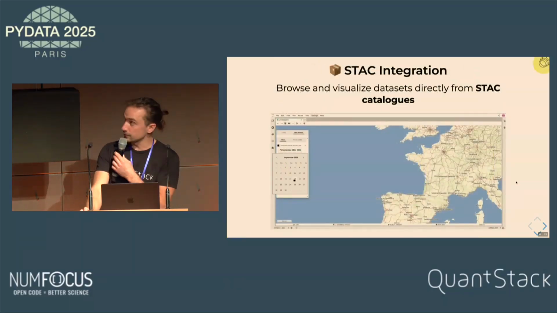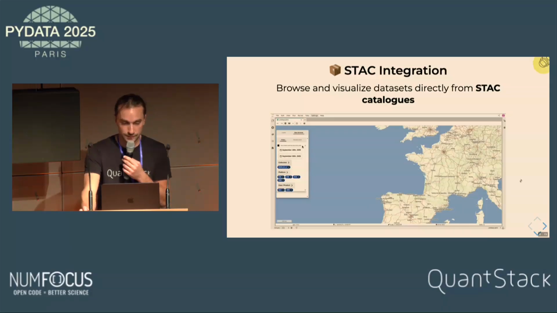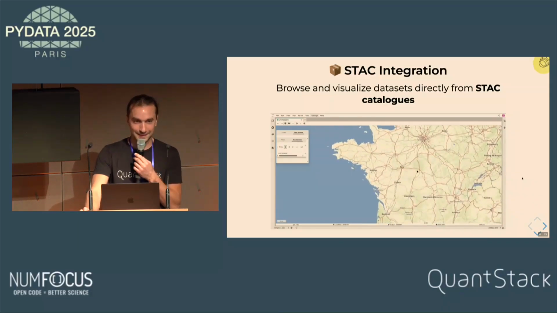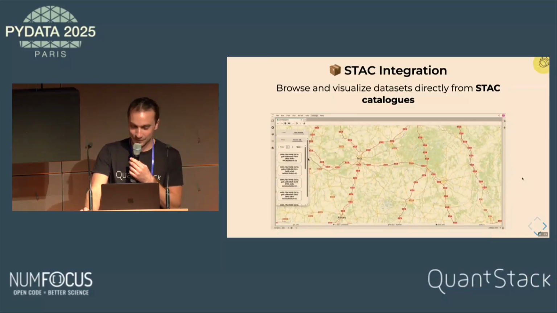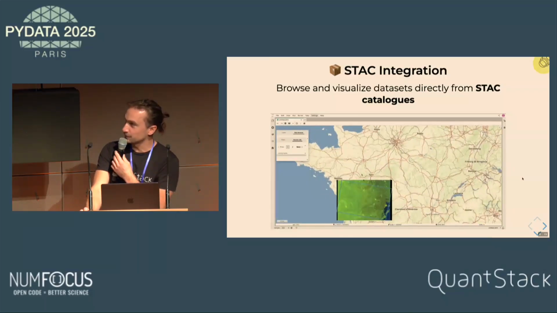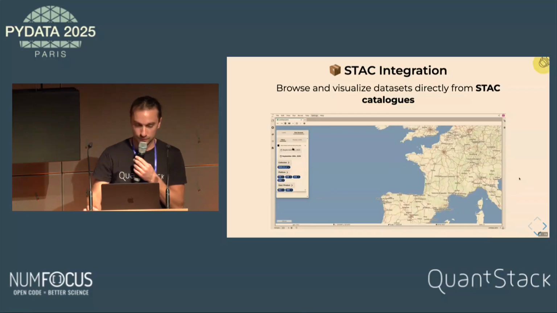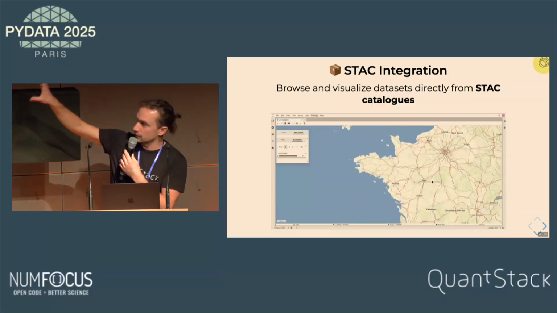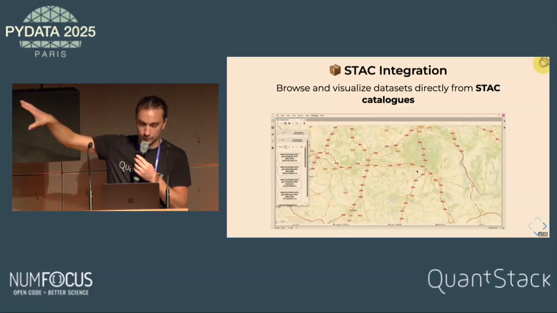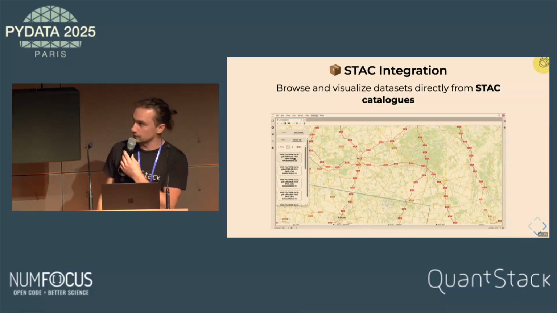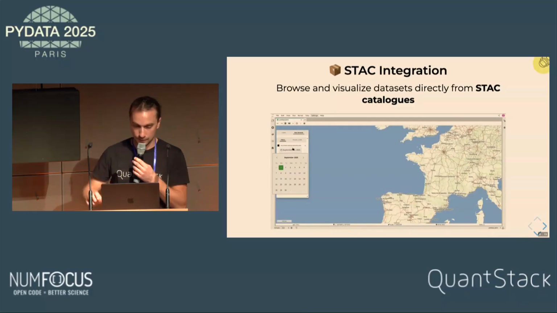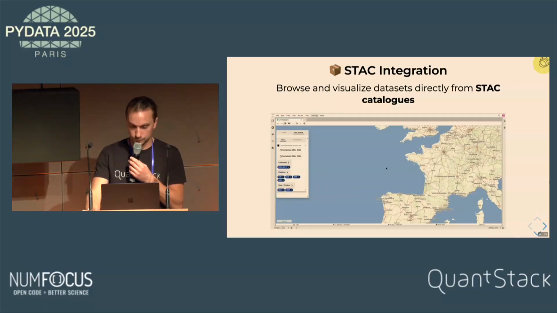We have a STAC browser, which was recently added by someone in that room, actually, which is not us. The STAC browser allows you to browse STAC catalogs using the STAC APIs. It filters depending on the viewport. So if you zoom into France, you see the catalog results are updated, and you can add the STAC items to your map.